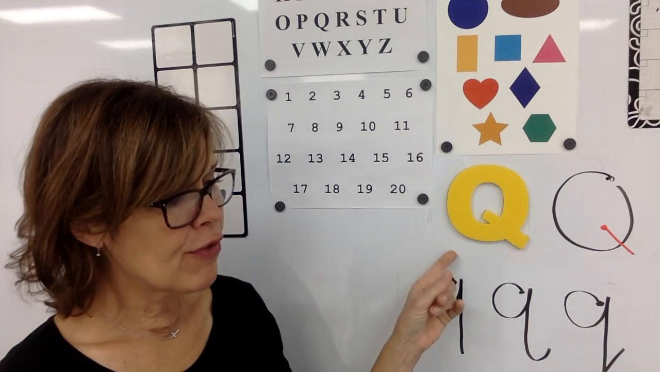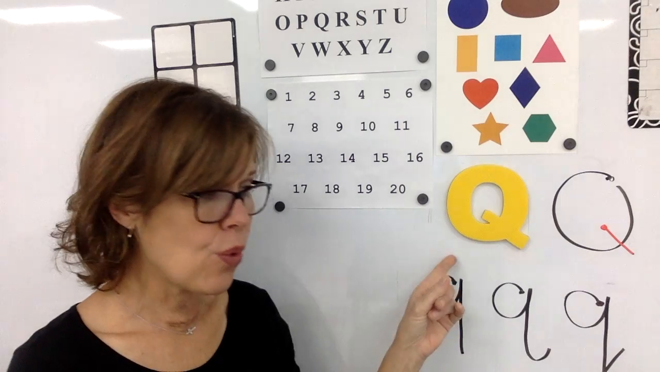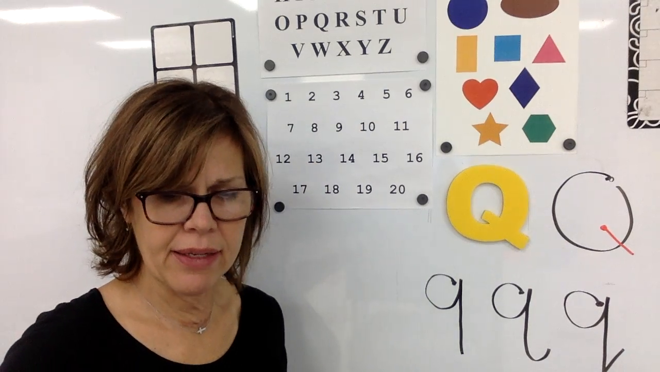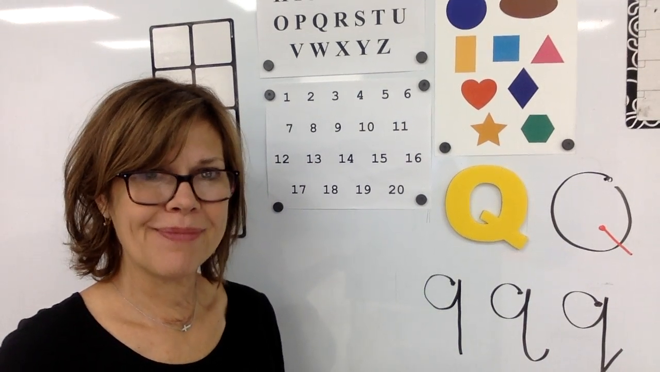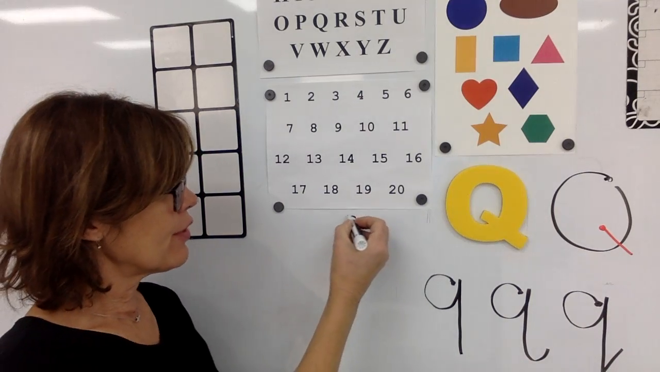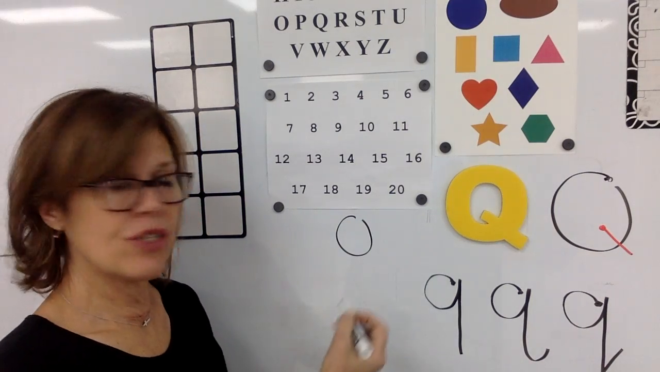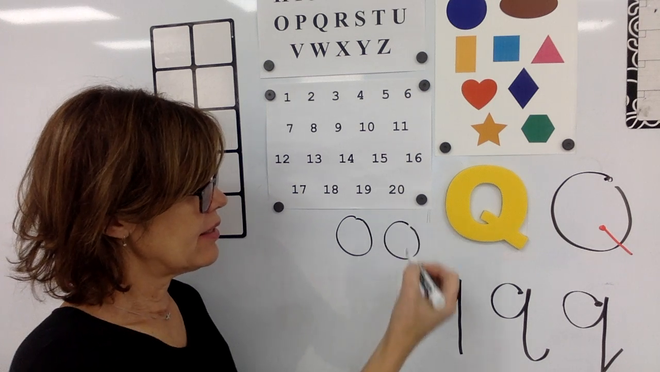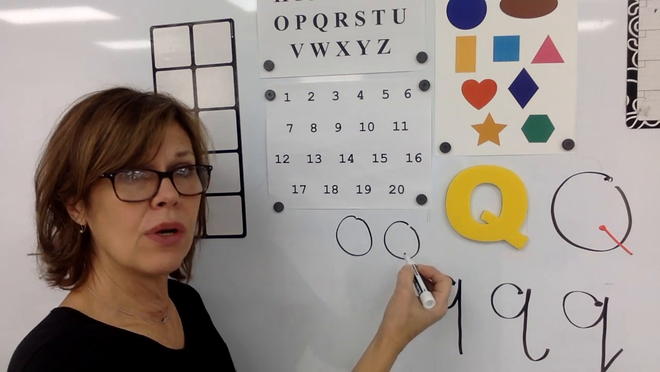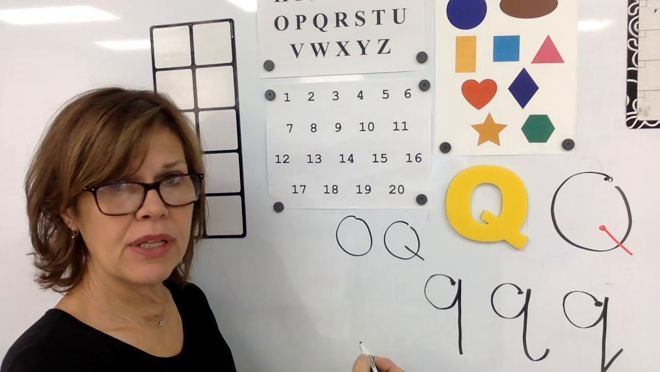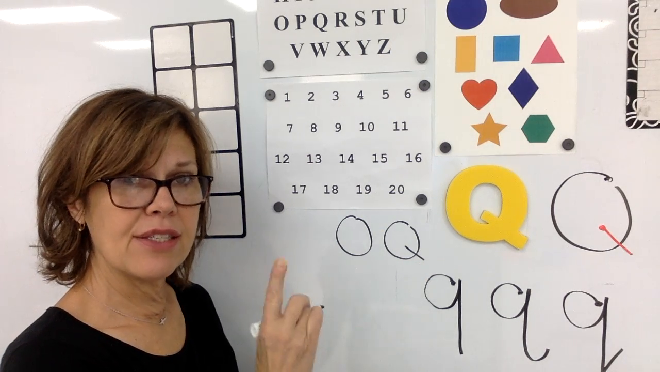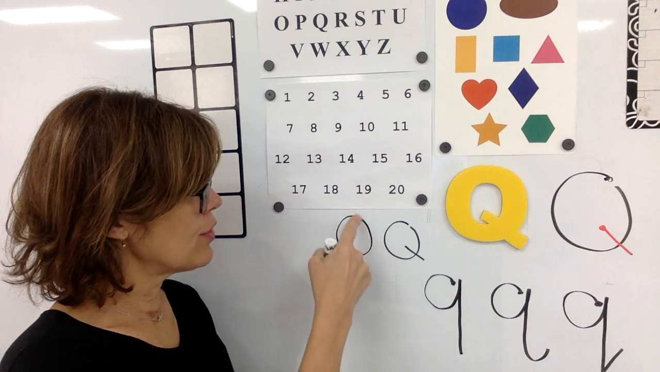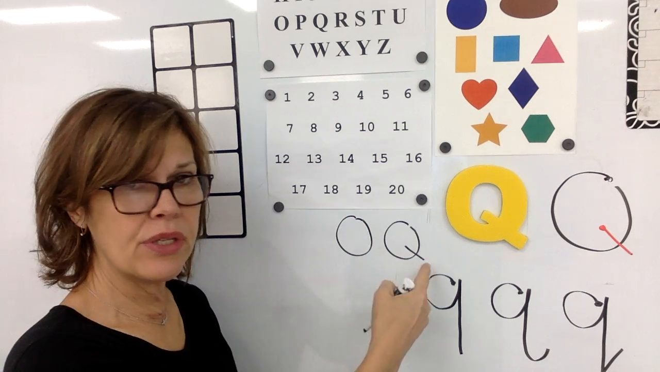I think it looks an awful lot like the letter O. Let me show you what I mean. This is the letter O. It's just a circle. And this is the letter Q. It's still a circle, but I put a little line right there. That's the only difference in the way you make them. The circle is the same, but then you put a little line.